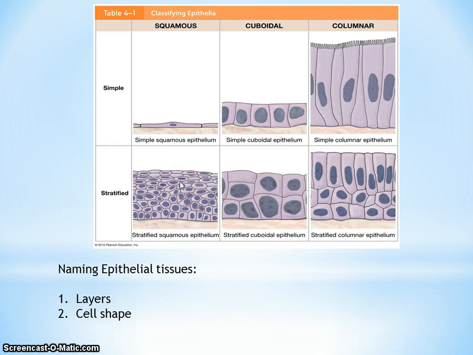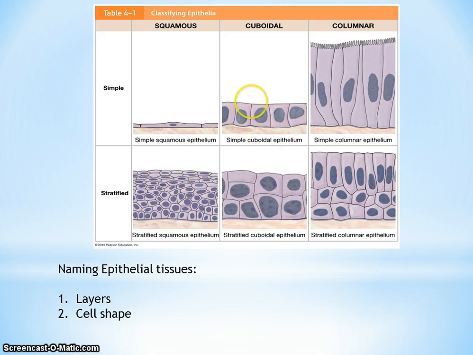The second consideration is cell shape. These very thin, flat cells are called squamous cells. Notice here in the stratified layer, it's still called stratified squamous epithelium, but these innermost cells appear to be more cuboidal. So it is the cells at the surface that lend the name to the tissue.